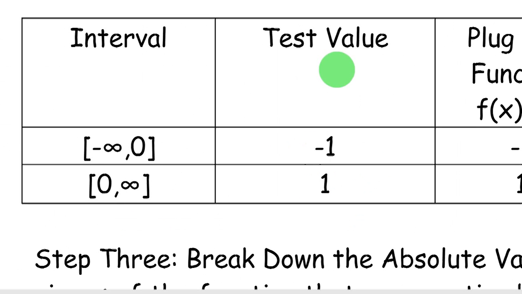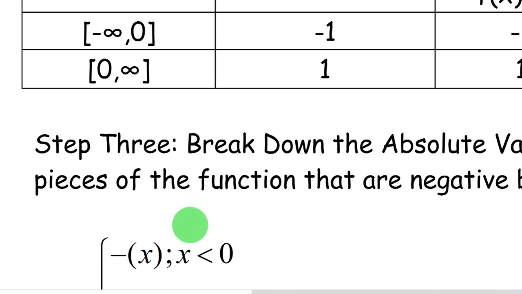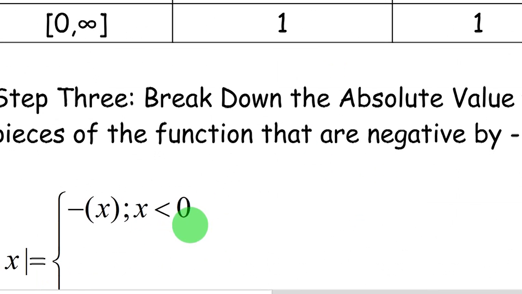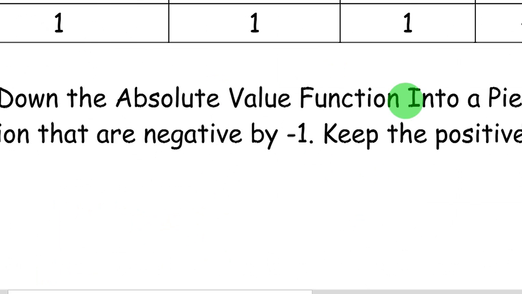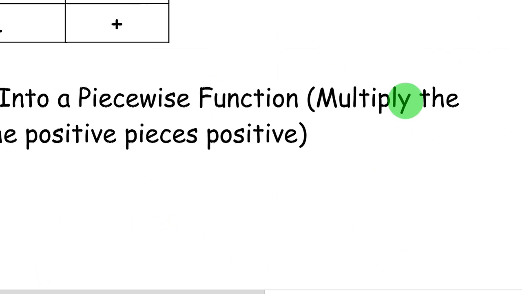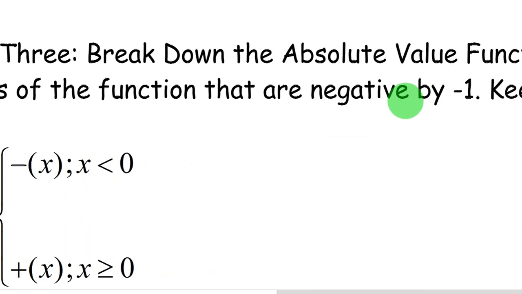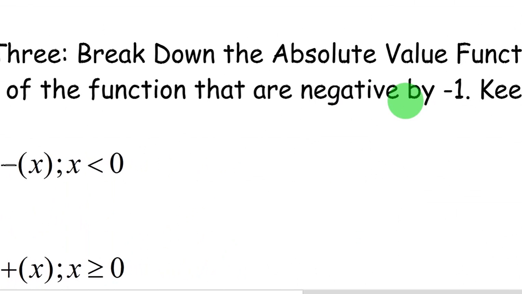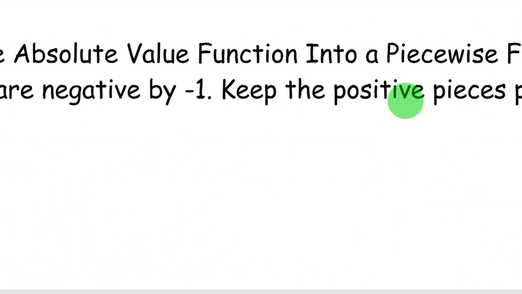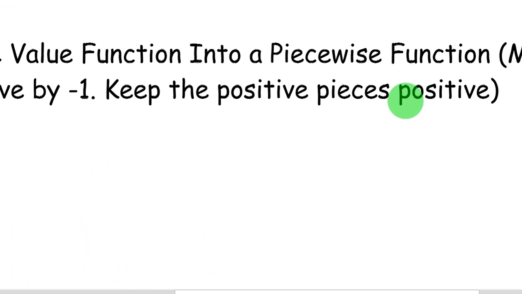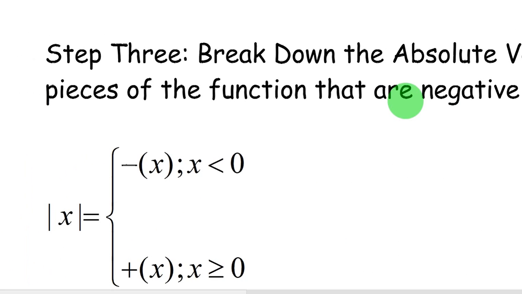This leads us to step 3, which is our ultimate goal here. We want to break down the absolute value function into a piecewise function. What does that mean? It means to multiply the pieces of the function that are negative by negative 1, and keep the positive pieces positive. All right, so that's a lot of words. Let me explain what that means.